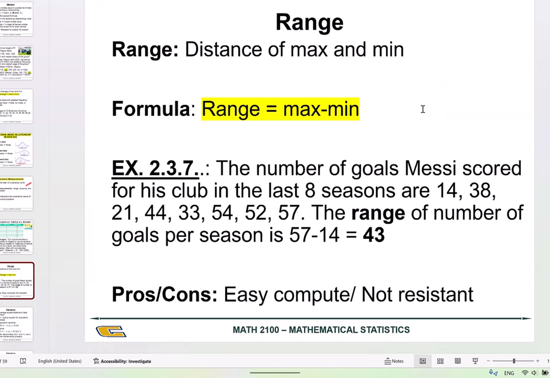So the range is the distance between the max and the min. The formula just uses max subtract min. Pretty much like the mid-range, right? For the mid-range you take the average, and here you do max subtract min.